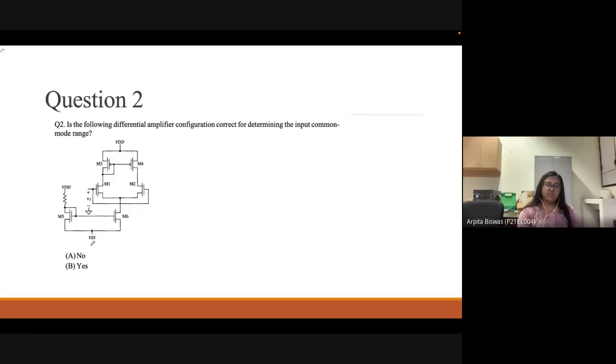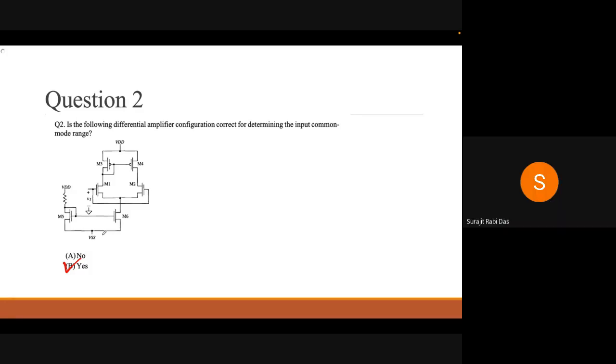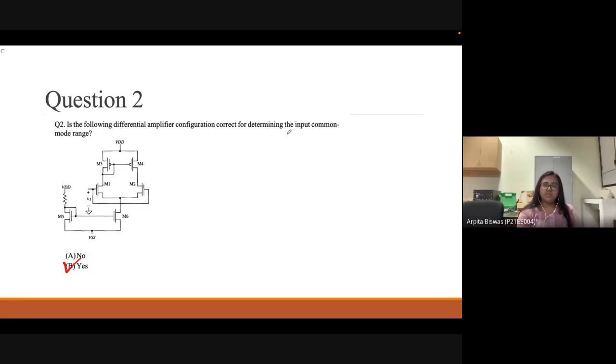First, you have given the right answer. Actually, I'm just waiting for the other students also to give a response. Okay, you are right. What is the reason? You can determine the input common mode range from the figure. When they are talking about the common mode range, how can you find out in a short time from the figure?